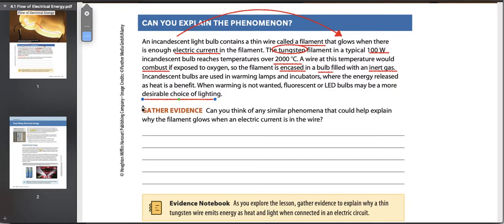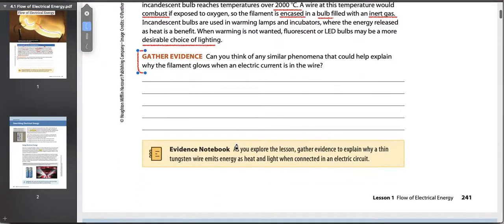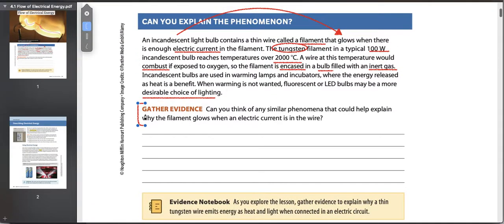So here's our first thing that it wants us to do, and you can find this in a Google form that I've put in Google Classroom. We're on page 241, and it says gather evidence. Can you think of any similar phenomena that could help explain why the filament glows when an electric current is in the wire? Similar phenomena are other things that happen.